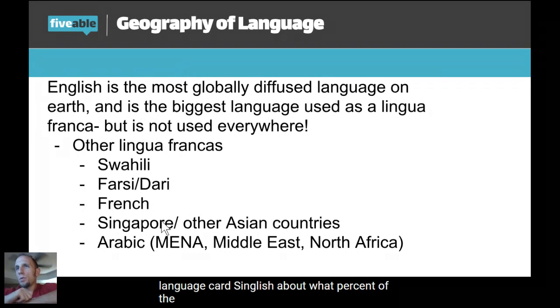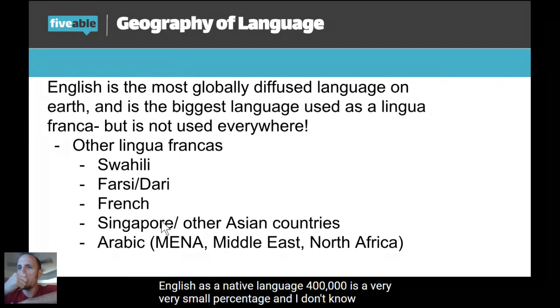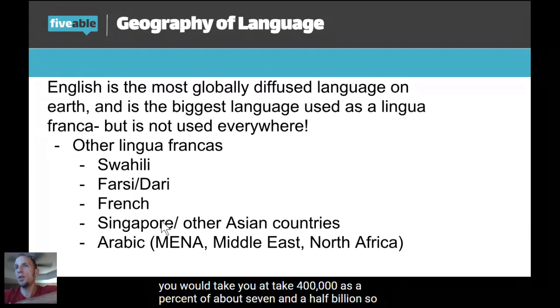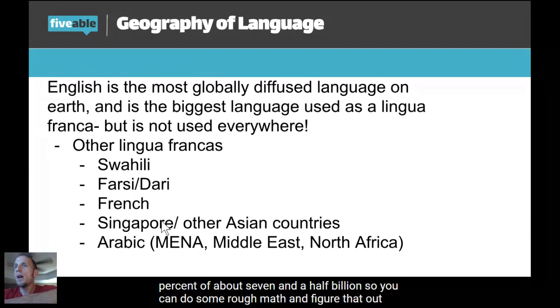About what percent of the world speaks English? If you're looking at English as a native language, 400,000 is a very, very small percentage. I don't know exactly. You would take 400,000 as a percent of about 7.5 billion. So you could do some rough math and figure that out.